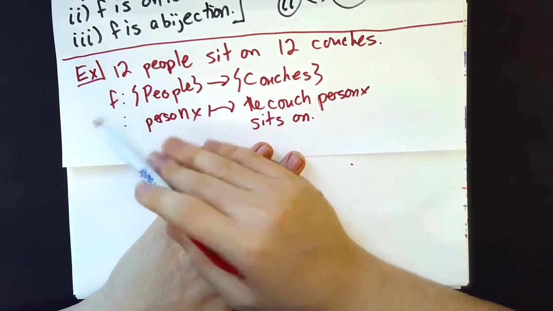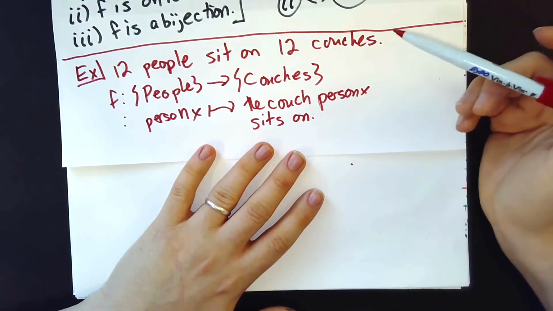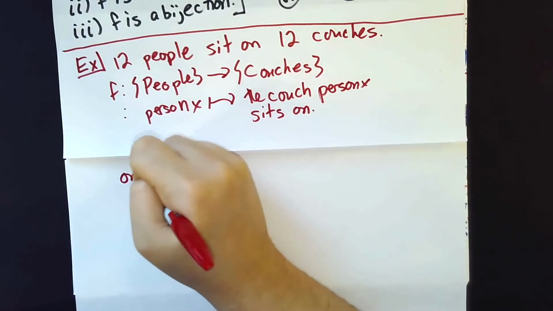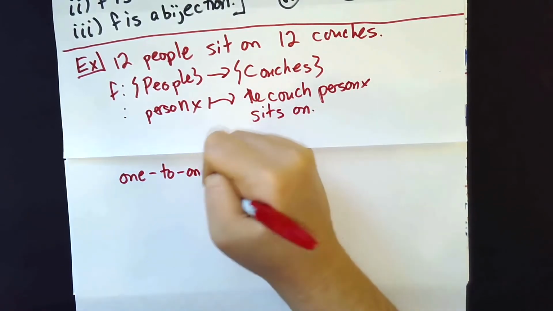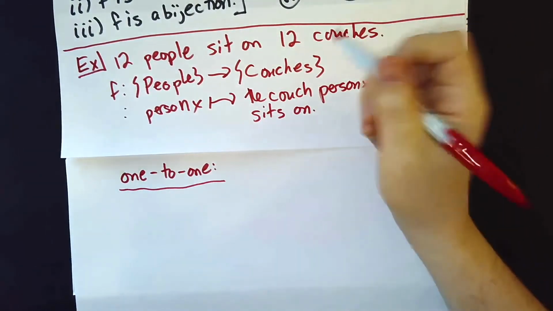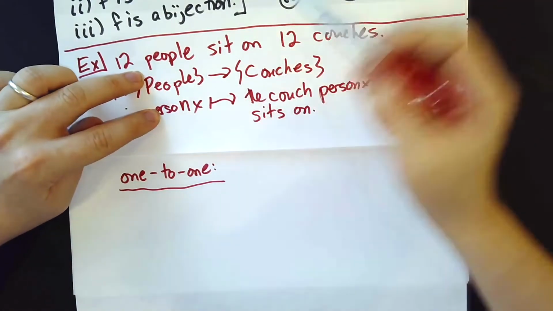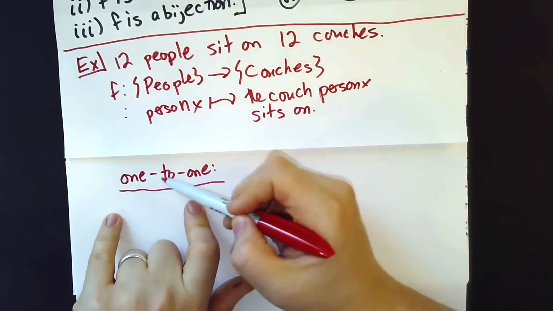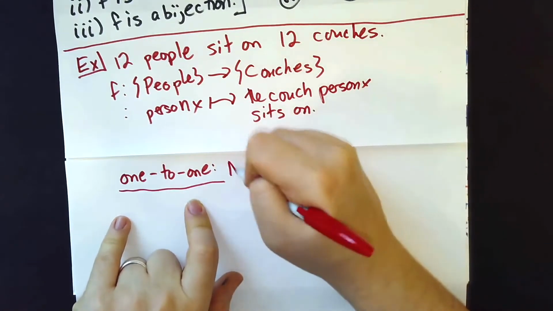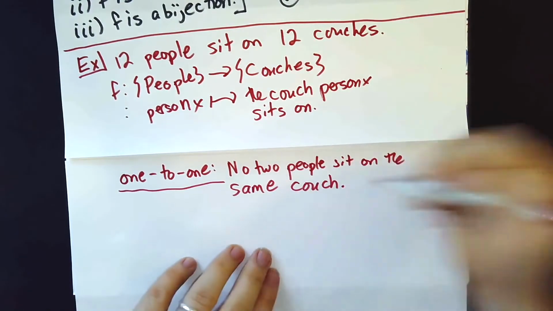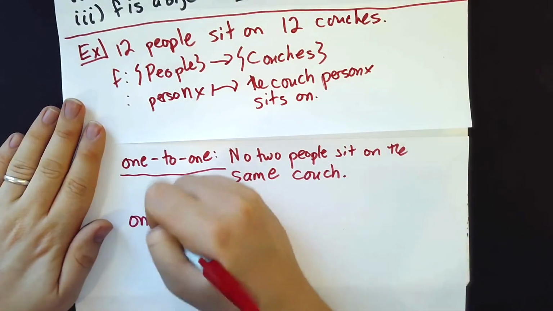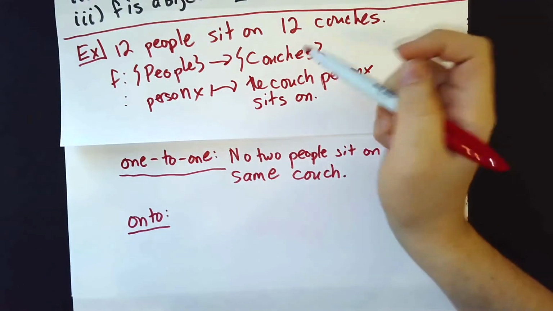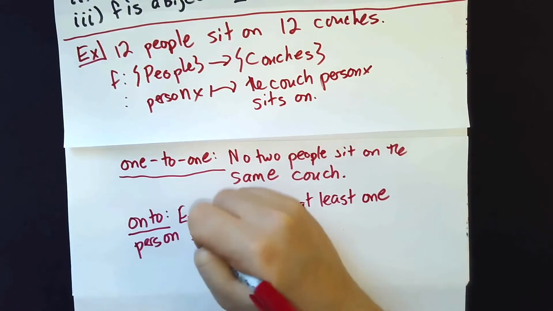But in terms of people and couches, what do one-to-one and onto mean? And so let's write that down. So what would it mean for this function to be one-to-one? Well, it would mean no two different inputs go to the same output. So in this instance, the condition one-to-one is exactly the condition no two people sit on the same couch. What's the condition onto? Well, the condition onto here is the statement that every couch has at least one person sitting on it.